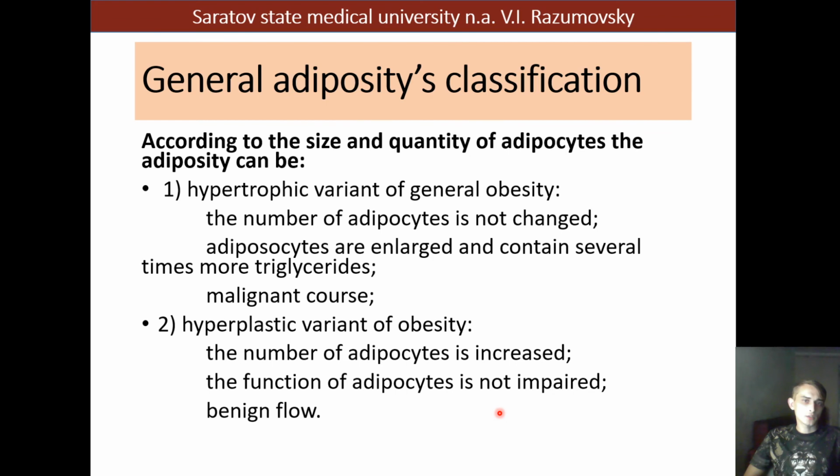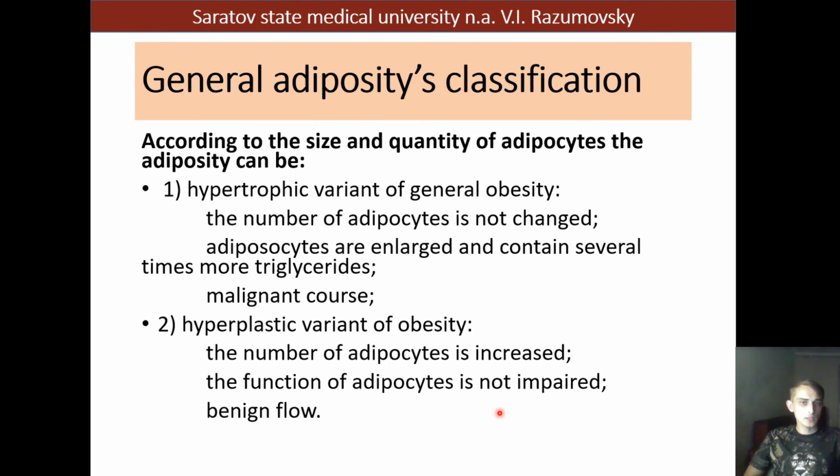According to the size and quantity of adipocytes, it may be hypertrophic and hyperplastic variant of obesity. Hypertrophic type of obesity is characterized by the number of adipocytes not being changed. Adipocytes are enlarged and contain several times more triglycerides, and have a malignant course. You couldn't change the weight of this patient. You couldn't help him to have less lipids in his organism.